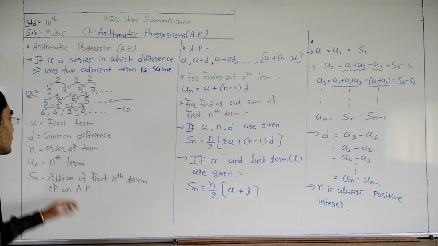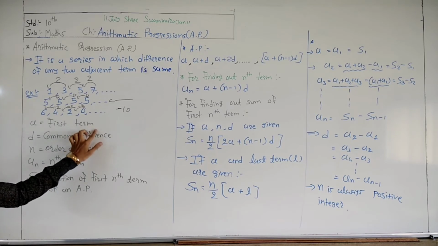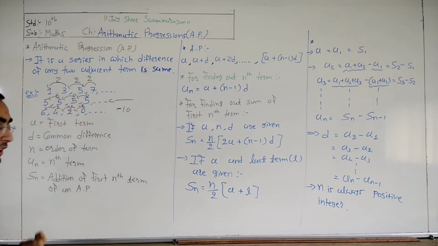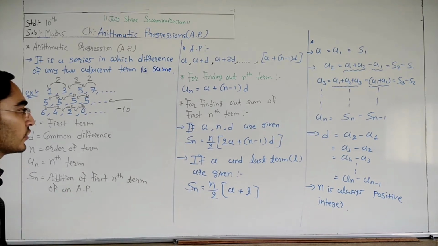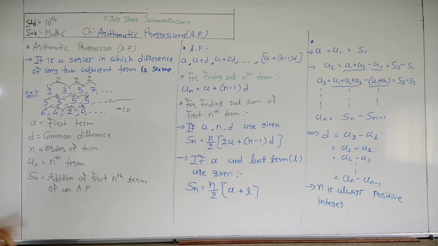So in that, small a is called the first term. The difference between two adjacent terms is denoted by small d. d is called the common difference. The difference between any two adjacent terms in the series is the same. The difference d is the same for the full series.